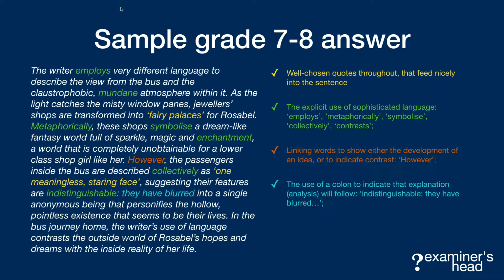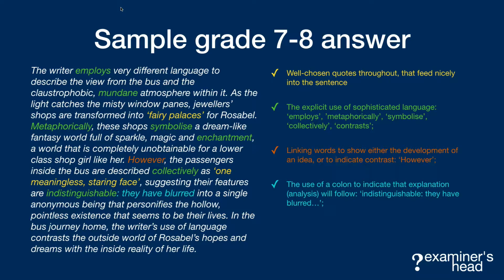Now, you can look at that sentence and you can almost say what part of those sentences might get you a grade 3 or a grade 4, what gets you a grade 5, grade 6, what gets you grade 7, grade 8. If you were to go, "the passengers inside the bus are described collectively as one meaningless staring face," that might get you a 3 or a 4. And then if you go "suggesting their features are indistinguishable", grade 5, grade 6. But then the colon: "blurred into a single anonymous being, personifies hollow, pointless existence that seems to be their lives."